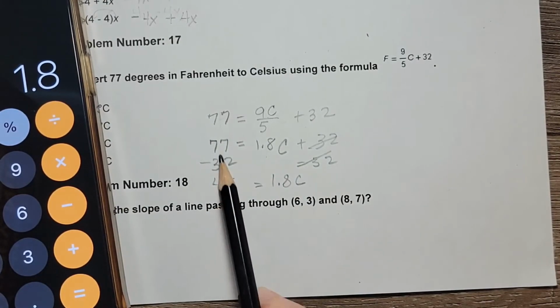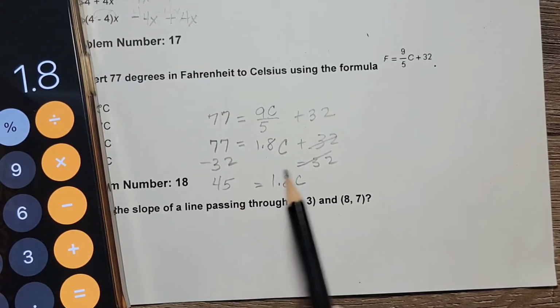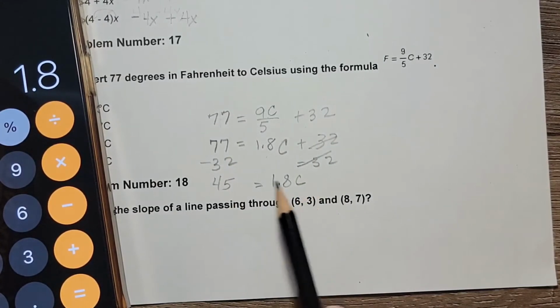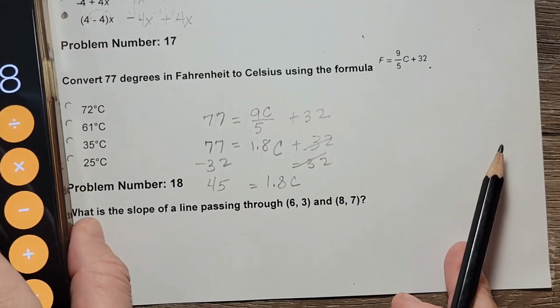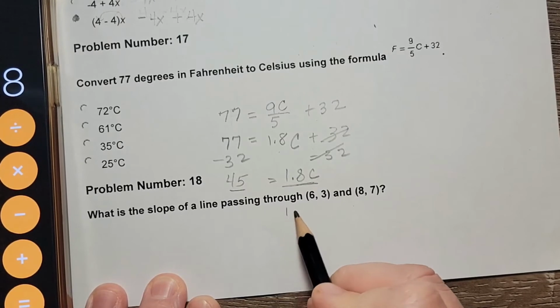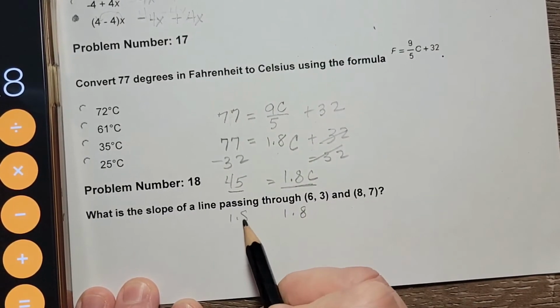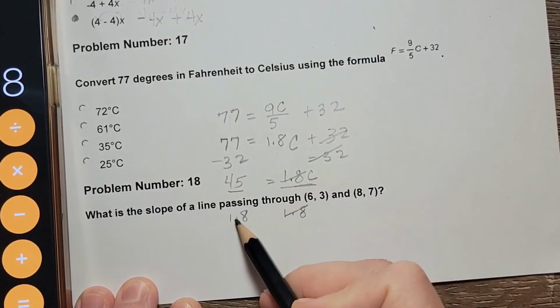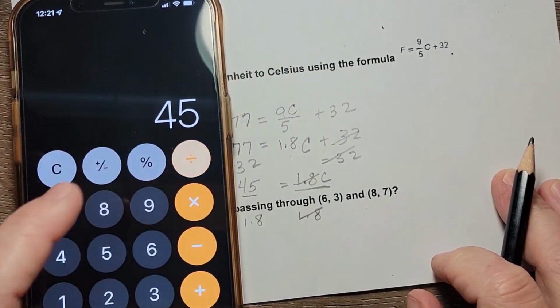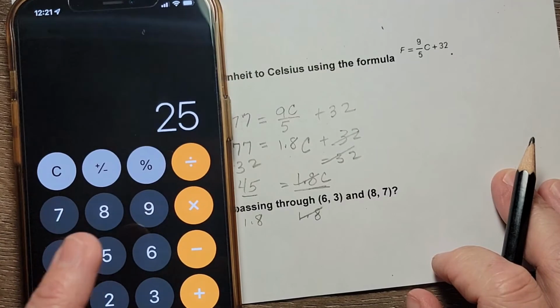Okay, that gave us 77 minus 32 is 45. These canceled out, so all we have left is 1.8c. So to solve for this, we're just going to divide both sides by 1.8. Canceling this one out, and then we got to use our calculator to figure out what's 45 divided by 1.8, 25.